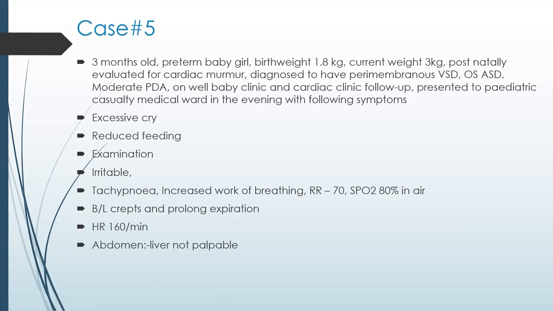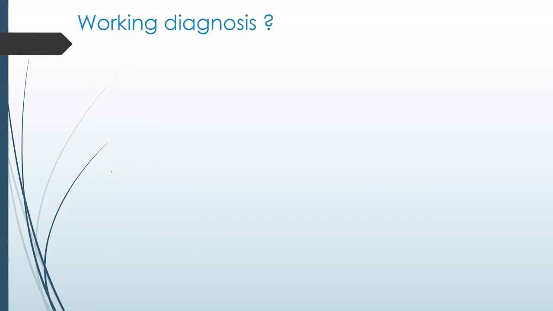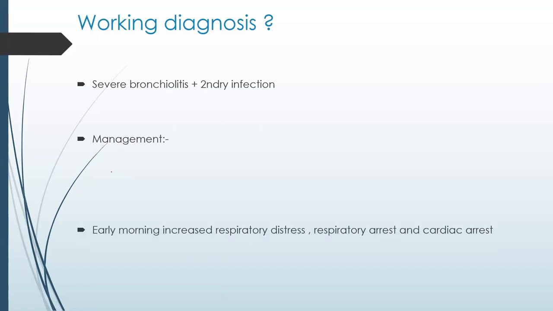You are giving oxygen. Oxygen is a pulmonary vasodilator. You are giving fluid. So with the fluid, the electrolyte imbalance will worsen. So the condition will not improve. So what happened? They treated as bronchiolitis with a secondary infection. That same management was given. Early morning, these are happening in this ward. Early morning, increased respiratory distress.